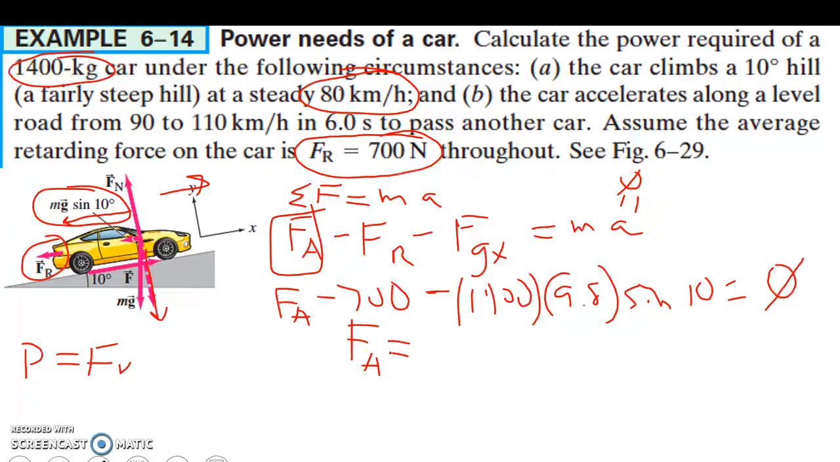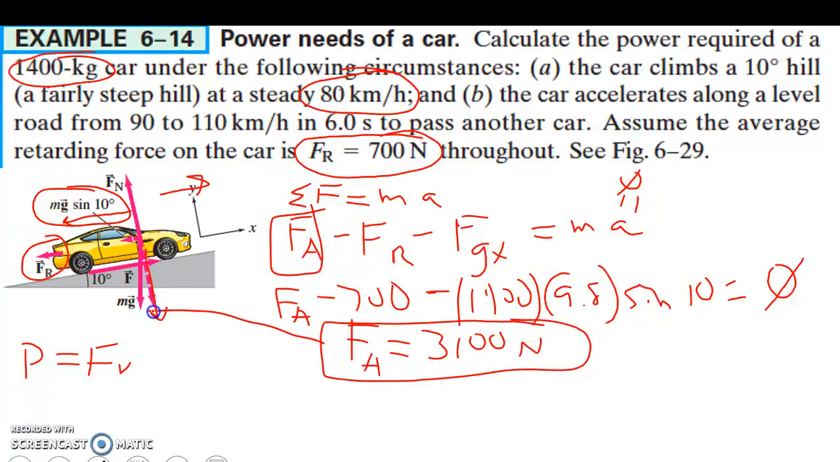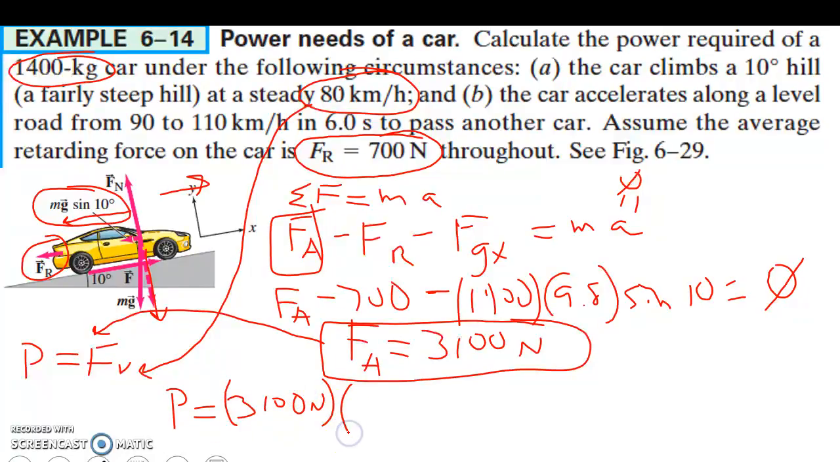And again, I'm going to assume that you can do this. 3,100 newtons. And then I just take this and substitute it into here. I take this velocity and put it into here. Now, what I have to be aware of is that my velocity has to be in meters per second. So I got 3,100 newtons for my force. I got to convert my 80 kilometers per hour to meters per second. Again, that's something you should be able to do, so I'm just going to do it for you here, 22 meters per second.